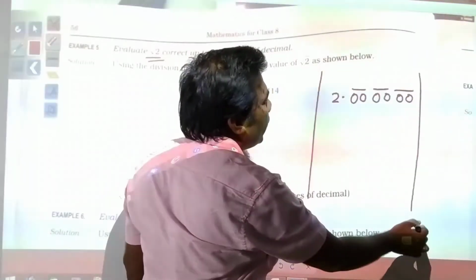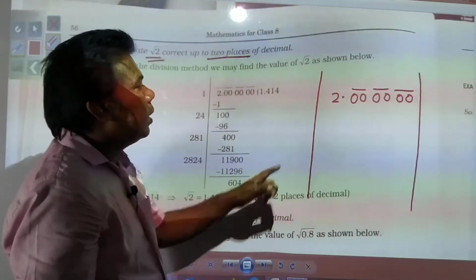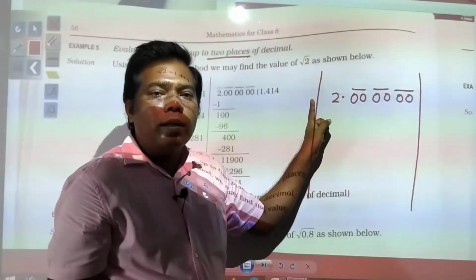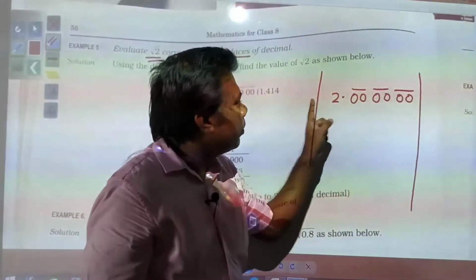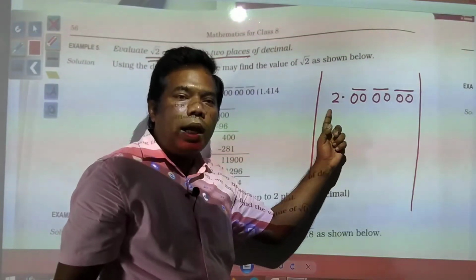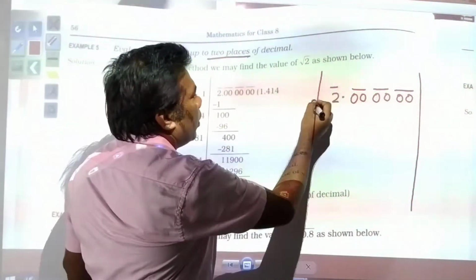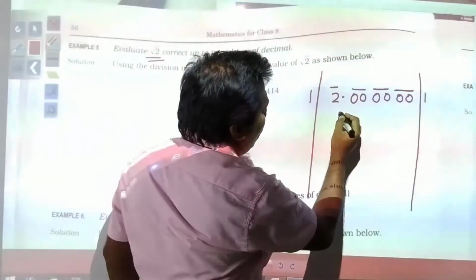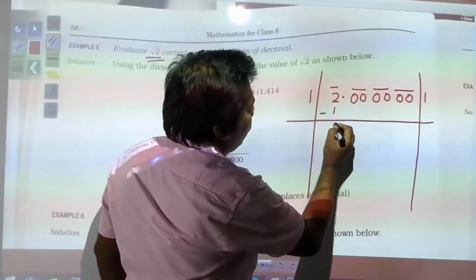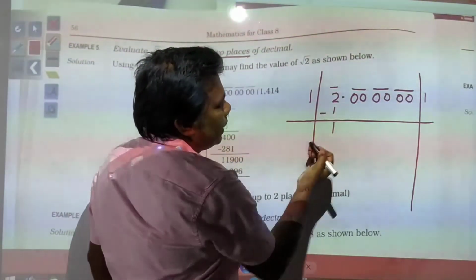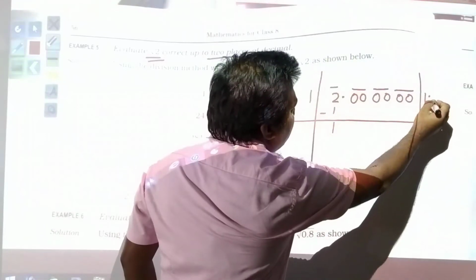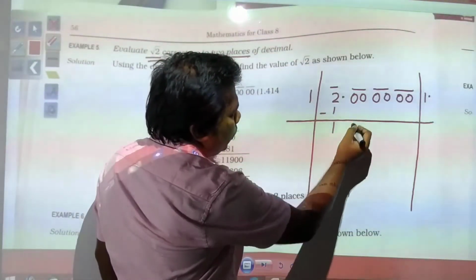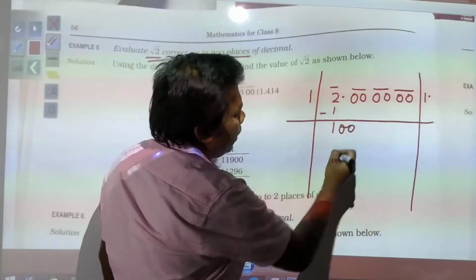Then you see, we need to divide this. By which number we should divide? By 1, because if you take 2, it will become 2 2s are 4, and that's why we will take 1. 1 1 is 1. What we will get? 1. After that, you will put the decimal over here. Then 0 0, the next period is required to be taken down.